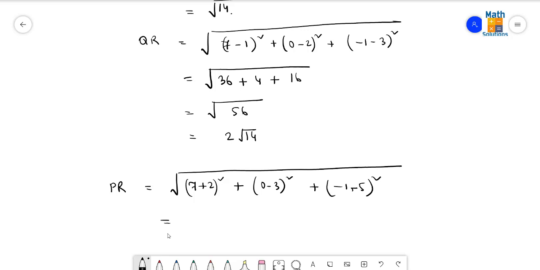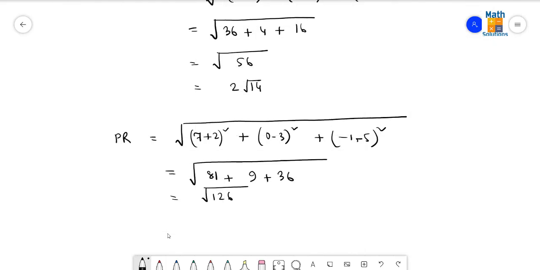That is equal to, we shall be getting the result as 81 plus 9 plus 36, which will give us the result of 126 under root sign, and that will be equal to 3 root 14.